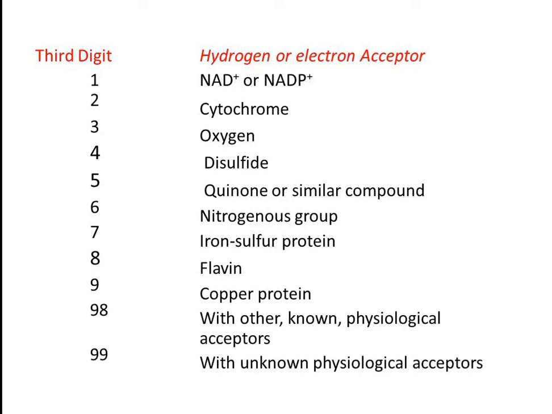For the known other physiological acceptor, the third digit 98 is reserved, and for all the unknown physiological acceptors, the third digit 99 is reserved. So in this way, the third digits have their specific meaning.